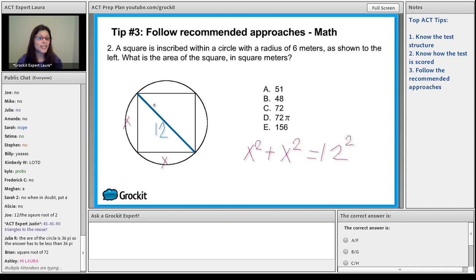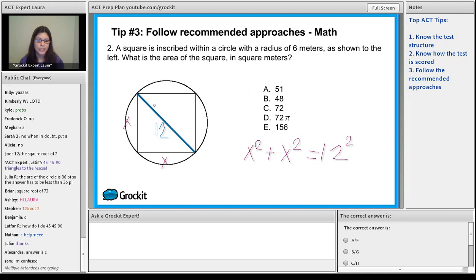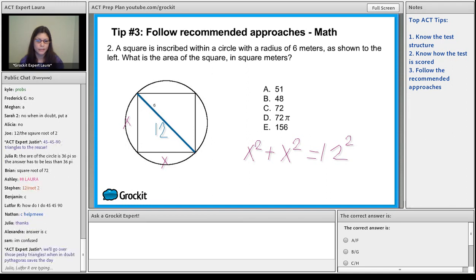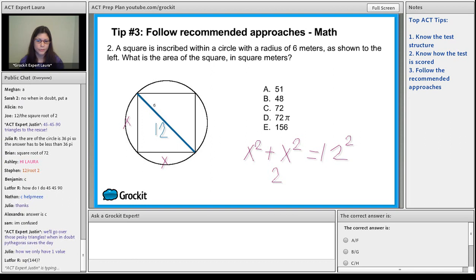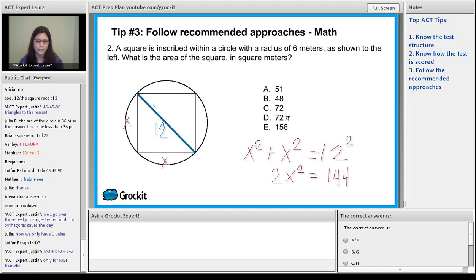We'll talk about math formulas. Don't worry, we'll help you out. And actually, if you're not sure how to do it, then just do Pythagorean theorem. So everyone should be familiar with the idea of Pythagorean theorem. If you haven't memorized it yet, have it ready for test day. You're going to wind up with 2x squared equals 144. You're going to divide both sides by 2, and you're going to wind up with x is equal to the square root of 72.